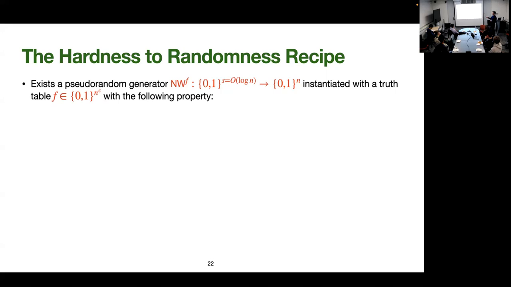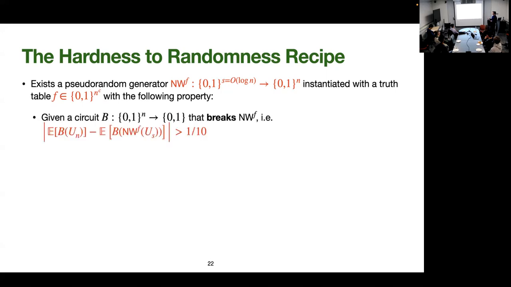And this generator has the following property. Suppose we are given a circuit which distinguishes that generator from true randomness. So we look at how often the circuit accepts a uniform input, and we compare it to how often the circuit accepts an output of that generator, and these things are different. So the generator is not doing a good job approximating true randomness for this circuit.